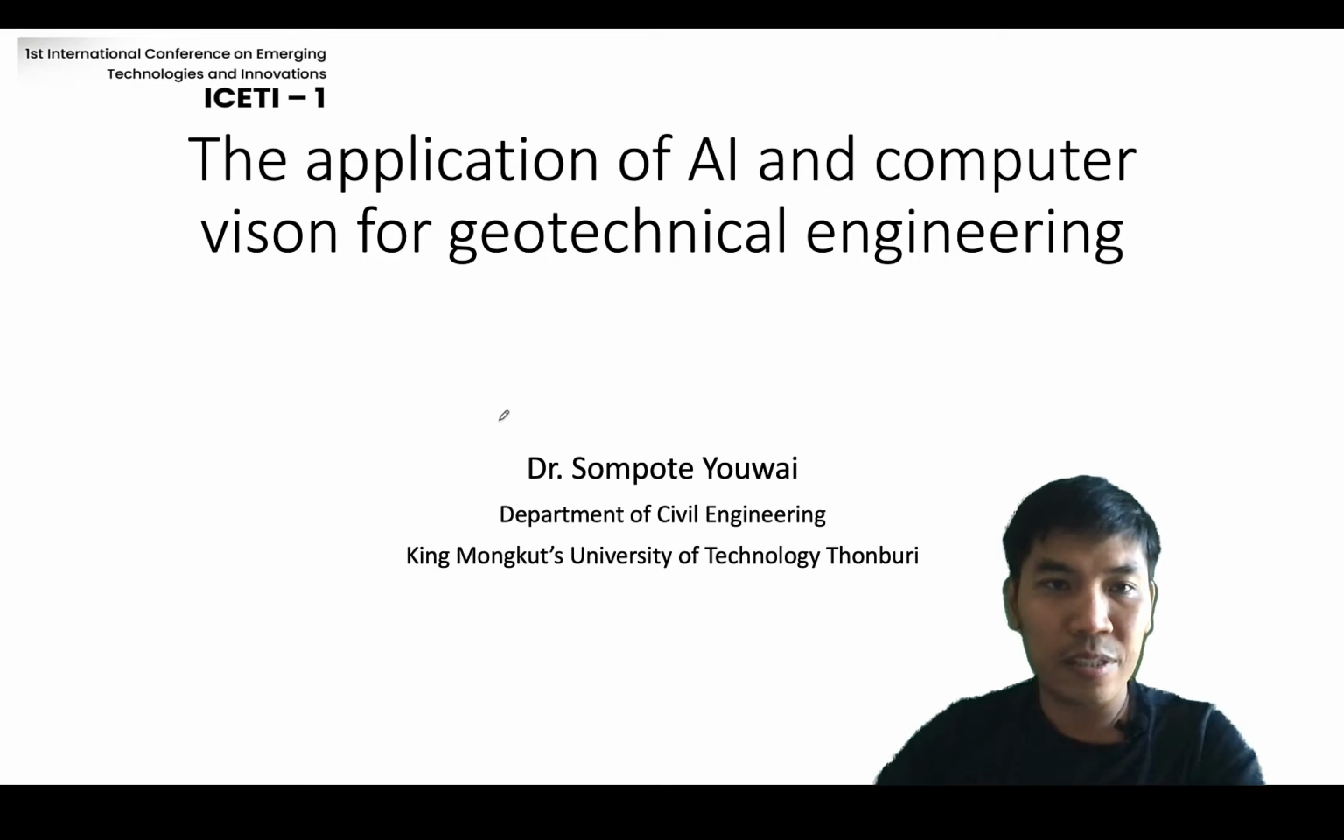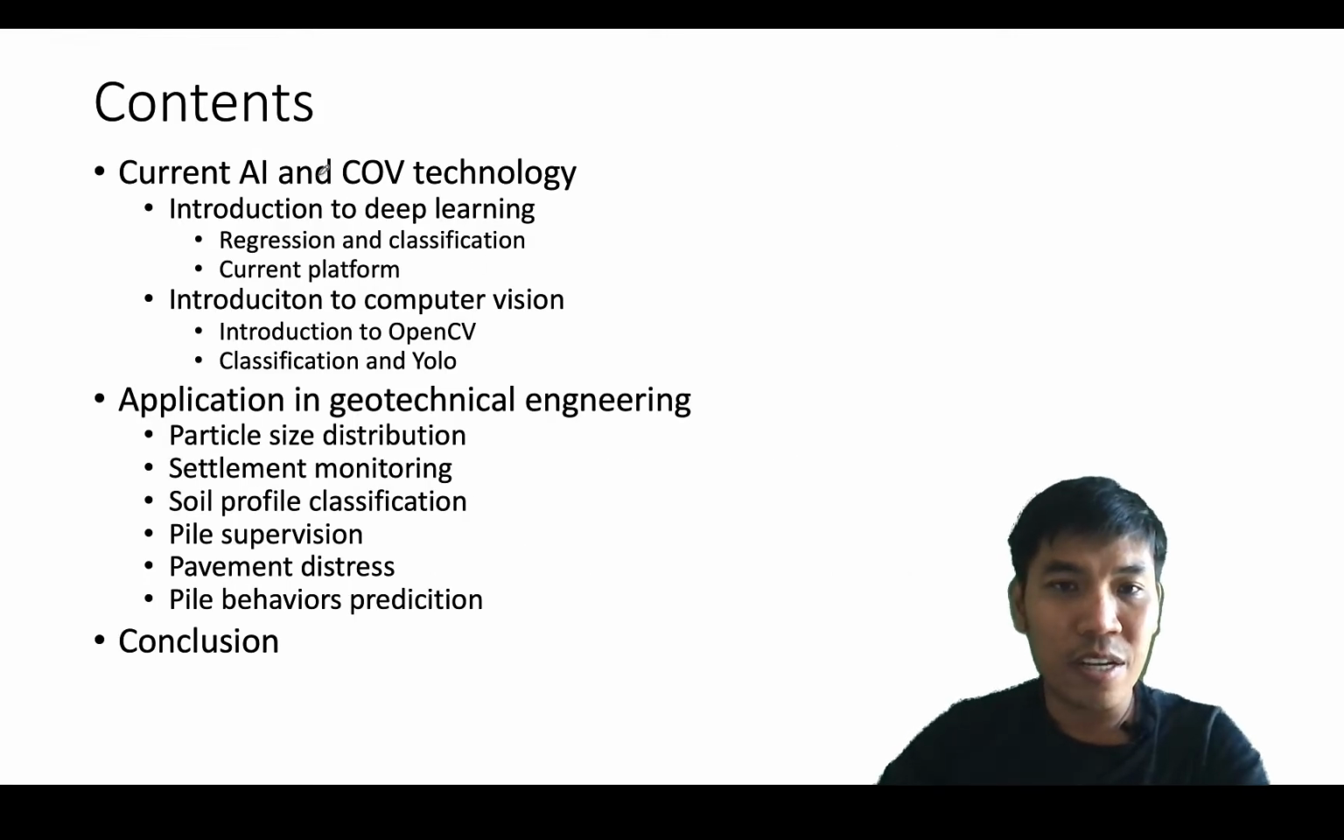So the contents of my topic are composed of two parts. The first one, I will talk about the current AI, or artificial intelligence, and computer vision technology in the world right now. Firstly, I will give an intro about deep learning. What is deep learning? I will show you an example of deep learning, about the regression and classification problem, and talk about the current platforms, because right now in the world we have a lot of, I have to say, free platforms and they're really excellent. You can use them for free.